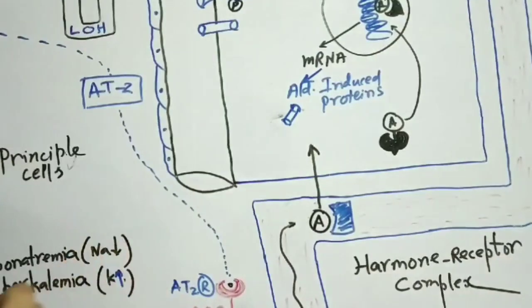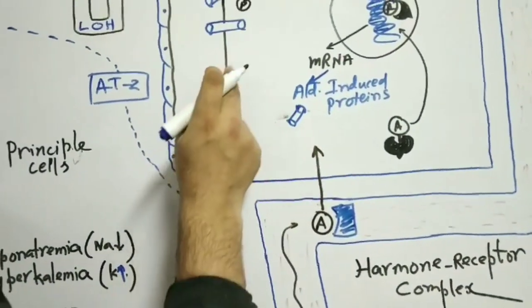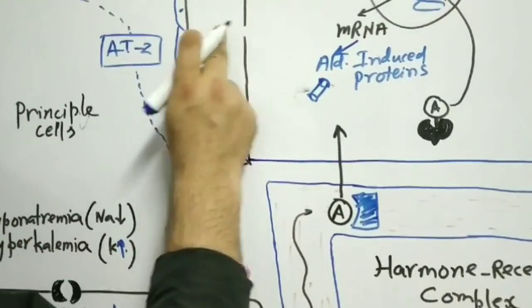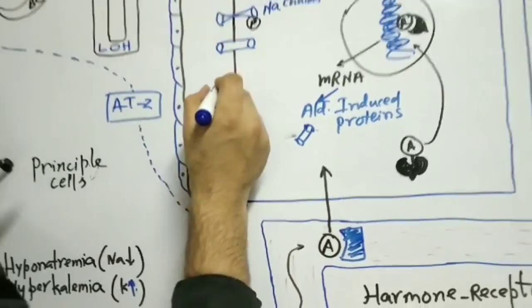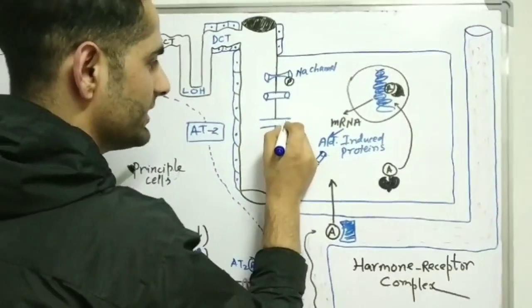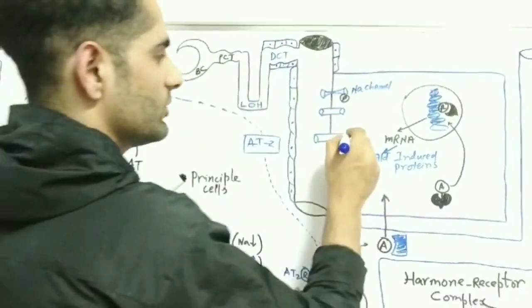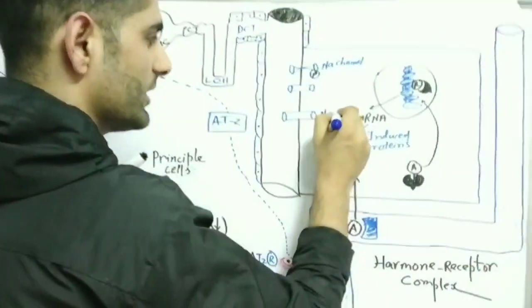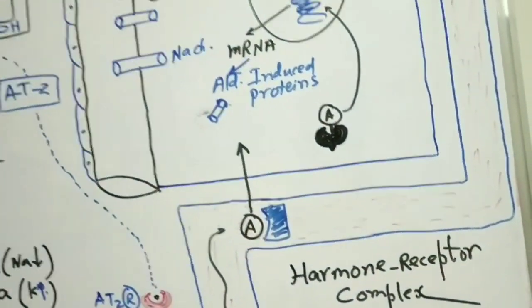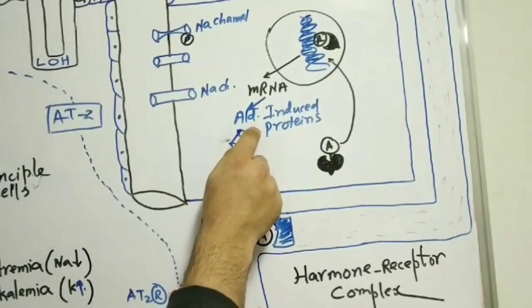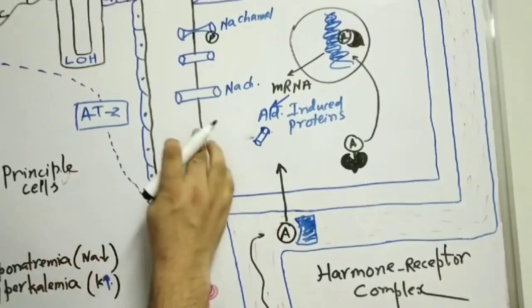Some channels. This is the sodium channel. It is actually the aldosterone induced protein. It goes to the luminal membrane of the collecting duct, and it is planted here. This is the sodium channel. Again, there is the formation of aldosterone induced proteins, which are actually the potassium channels.